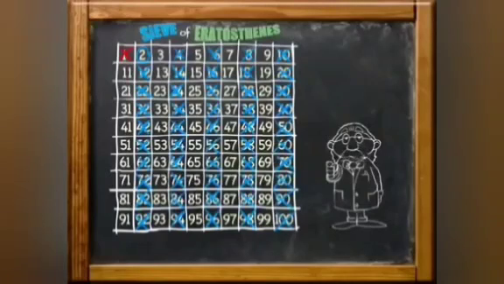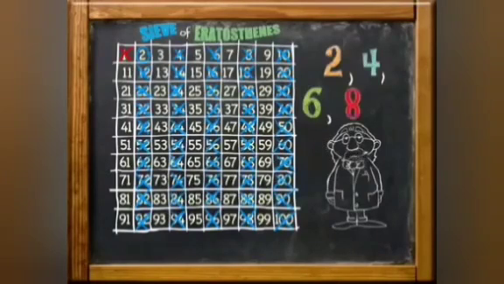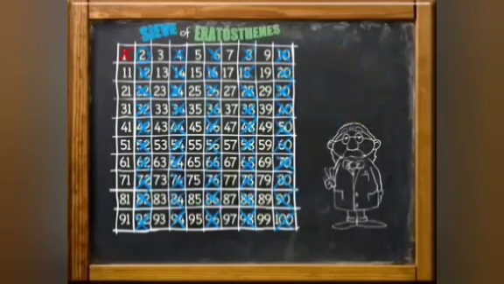Did you notice any patterns for the multiples of 2? You do realize I can't hear you. They all end in 2, 4, 6, 8, or 0. So if a number ends in 2, 4, 6, 8, or 0, then one of its factors is 2.